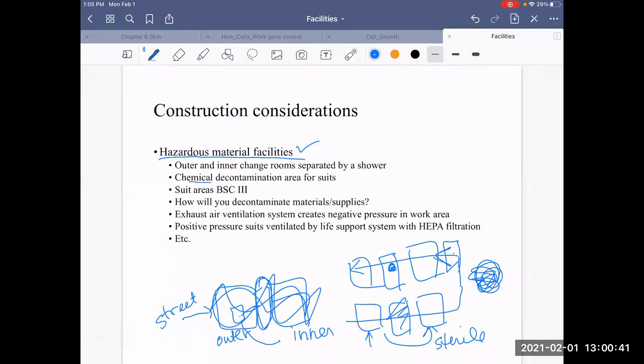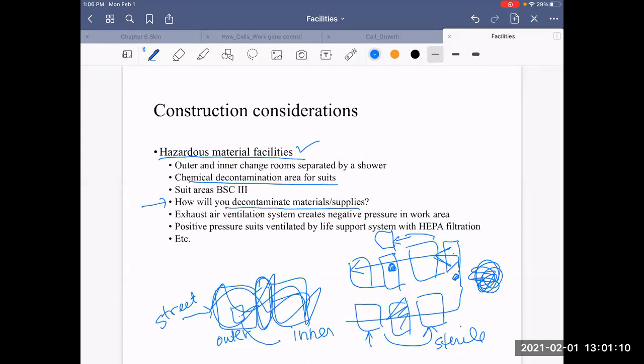So you could have a chemical decontamination area for the suits, is what I just tried to explain. You also have to take into consideration how you're going to decontaminate your materials and your supplies. Lots of times the materials and supplies stay in here. Sometimes they'll go through their own little door in an autoclave and be disinfected that way, or they're going to go through a UV light.